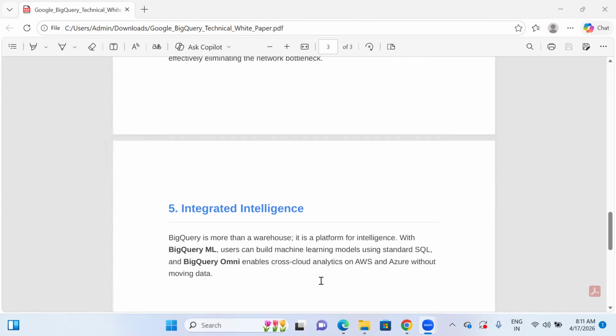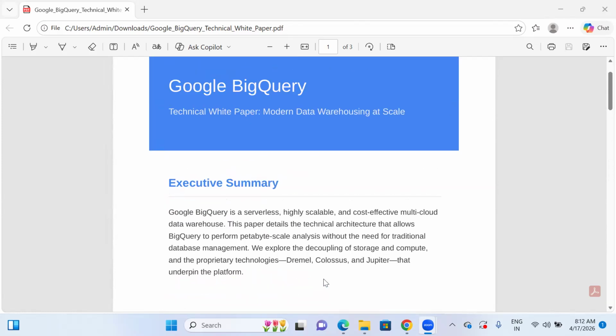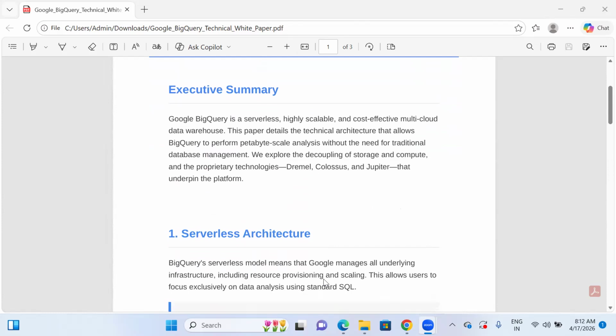Next is integrated intelligence, because BigQuery is more than a warehouse. It's a platform for intelligence with BigQuery ML, so that users can build machine learning models using standard SQL. So everything can be done using the integrated intelligence approach. These are the major technical specifications of Google BigQuery, right? When we are trying to understand this technicality, this technical white paper details all of this.